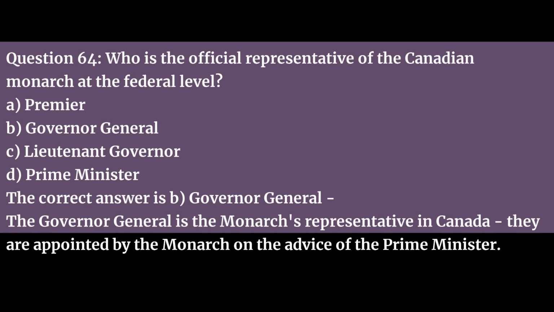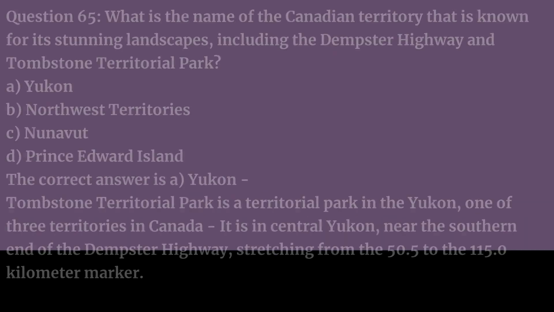Question 64. Who is the official representative of the Canadian monarch at the federal level? A. Premier. B. Governor-General. C. Lieutenant Governor. D. Prime Minister. The correct answer is B. Governor-General. The Governor-General is the monarch's representative in Canada. They are appointed by the monarch on the advice of the Prime Minister.